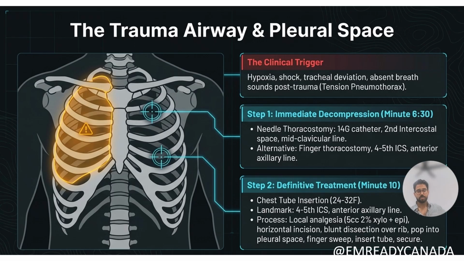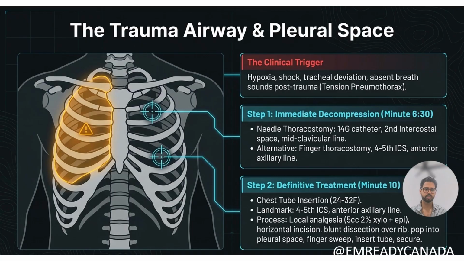So now let's look at the trauma airway in the pleural space. Here, the clinical triggers are when you have signs of a tension pneumothorax. So what are the signs of a tension pneumothorax? The patient is desaturating, the patient's in shock, there's deviation of the trachea, absent breath sounds, and usually all of this is occurring in the context of trauma. So this is by definition, until proven otherwise, a tension pneumothorax.